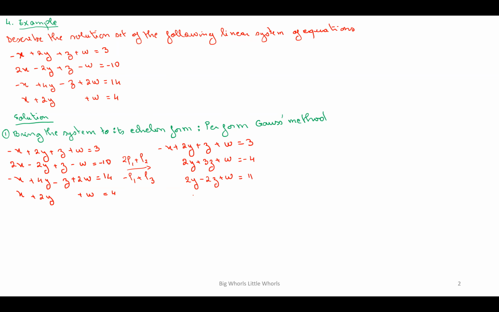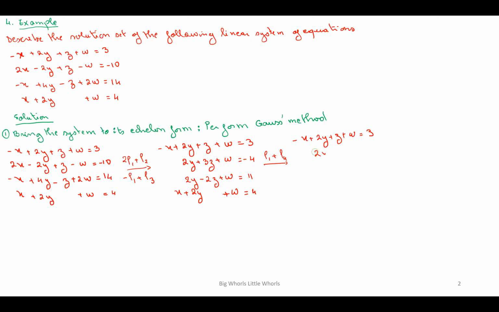Okay, I'm going to keep the third row, because let me write here plus 2y plus w equals 4, and I'm going to do it here. So let me use the first row to eliminate the x in the fourth row. So what I have to do is just row 1 plus row 4. Okay, so row 1 plus row 4 will help me eliminate the x in the fourth row. So we have minus x plus 2y plus z plus w equals 3.